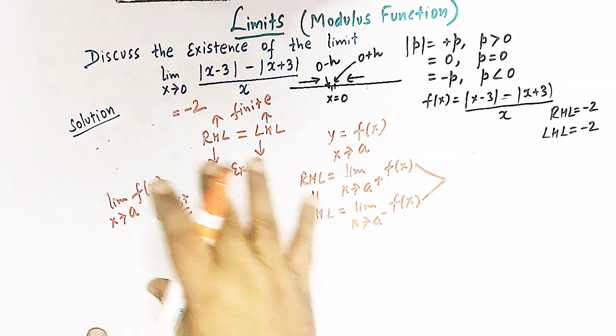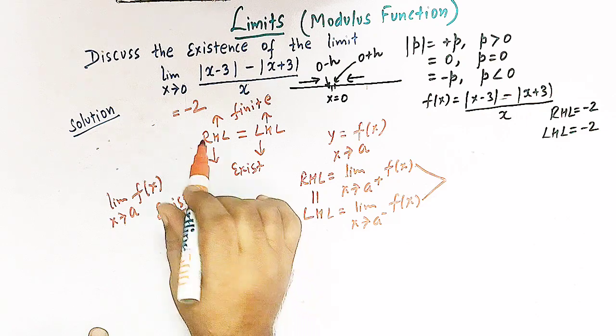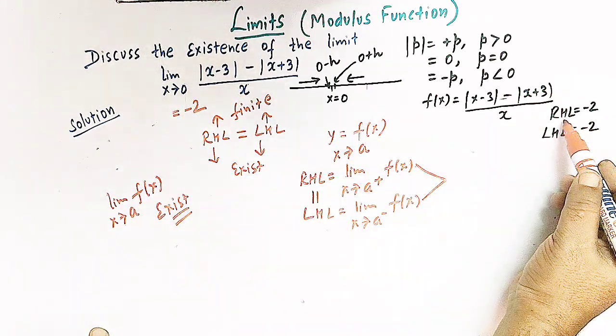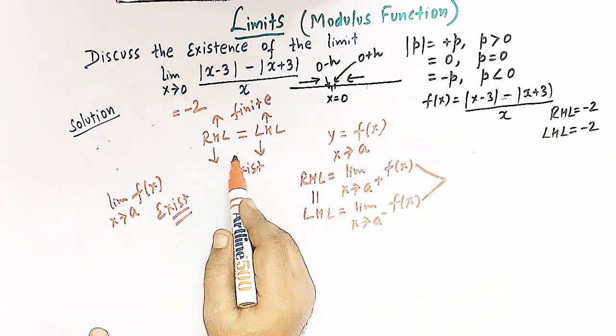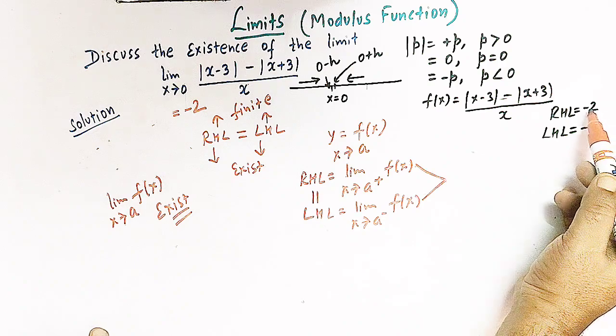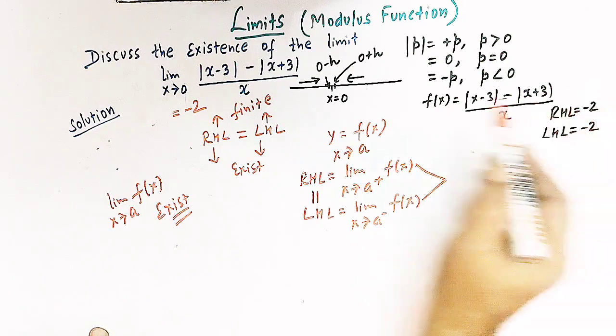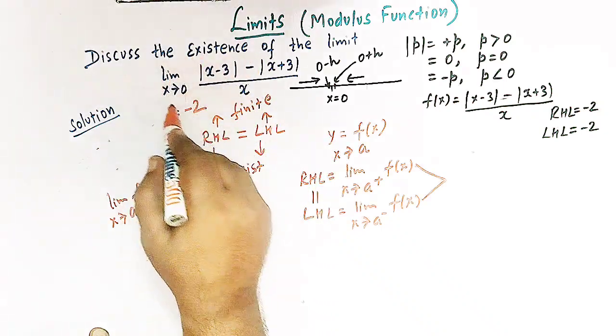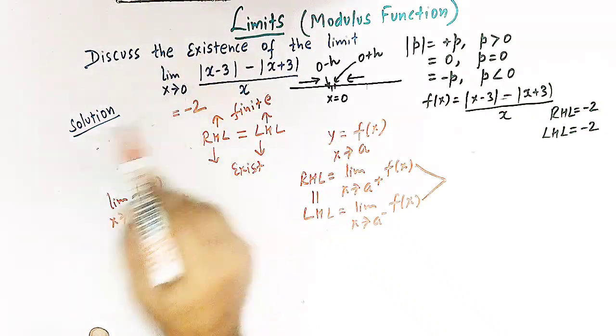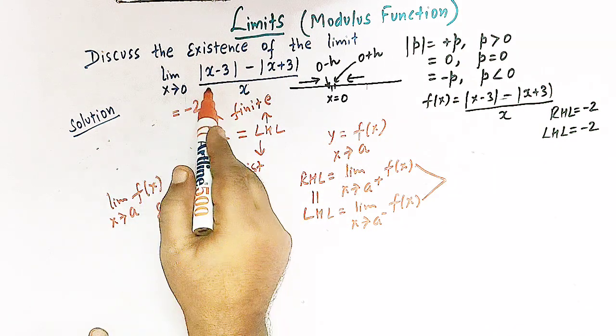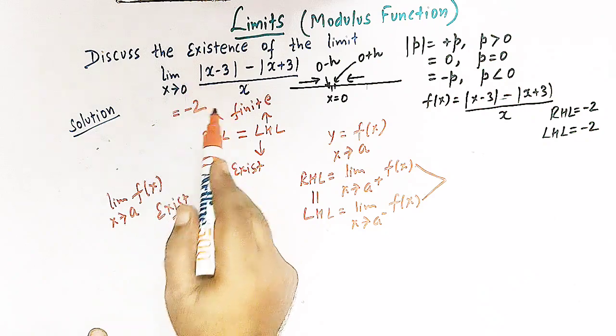So to summarize this discussion, we have seen that the right hand limit and the left hand limit both exist. They are finite and equal to each other, and the common value is -2. So we can now claim that the limit of this function is equal to -2, and the limit of this function exists.